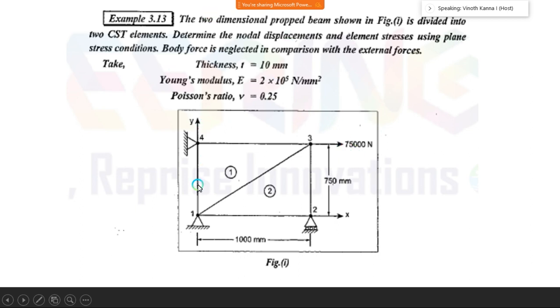Once you know how to solve this problem, then whatever questions they ask in unit 3, you may easily solve. Okay. So the question gives the first element as lying on nodes 1, 3, 4, and the second element on nodes 1, 2, 3. So first you have to calculate the first triangular element, which lies on nodes 1, 3, 4. First you calculate the stiffness matrix for element 1, then you go for the stiffness matrix of element 2.